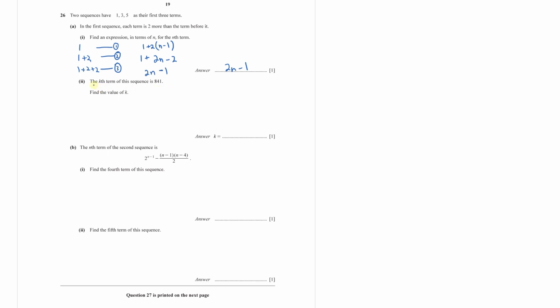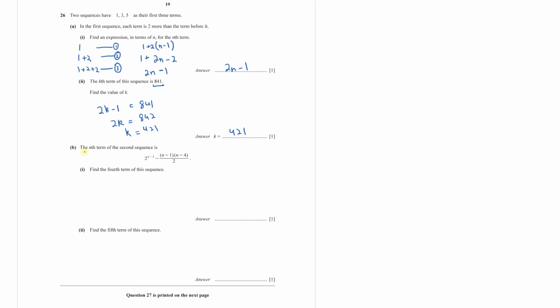The second part is: the kth term of this sequence is 841. Find the value of k. So I just simply replace n with k. To find the kth term, it will become 2k minus 1, and I'm given that this value is 841. So 2k equals 842, and then k becomes 421.